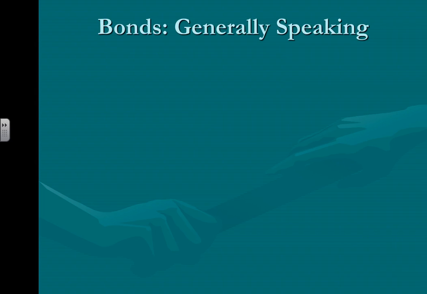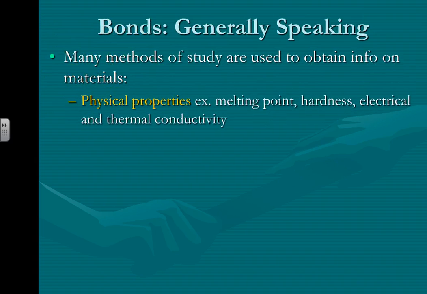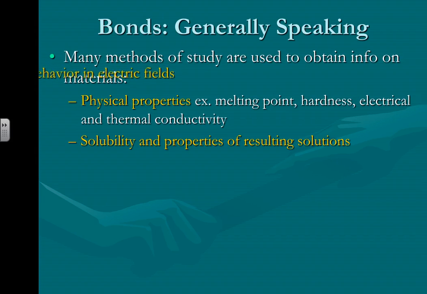Okay, so bonds. Generally speaking, there are a lot of methods of study that will be used to obtain information on materials. For instance, we can take a look at physical properties of materials. We can look at if they conduct heat, if they're hard versus soft, if they have a high or low melting point. We can look at solubility. We can determine if they will mix with water, mix with oil, and then the properties of resulting solutions would be, like, is the resulting solution electrically conductive or not?